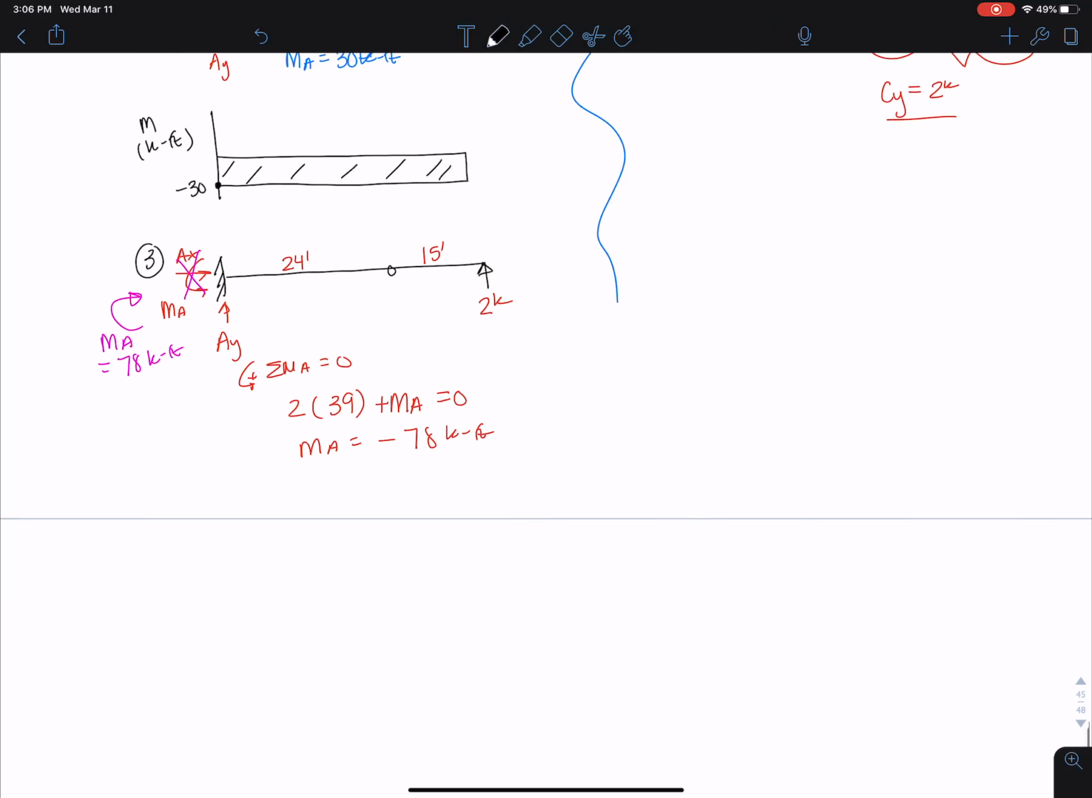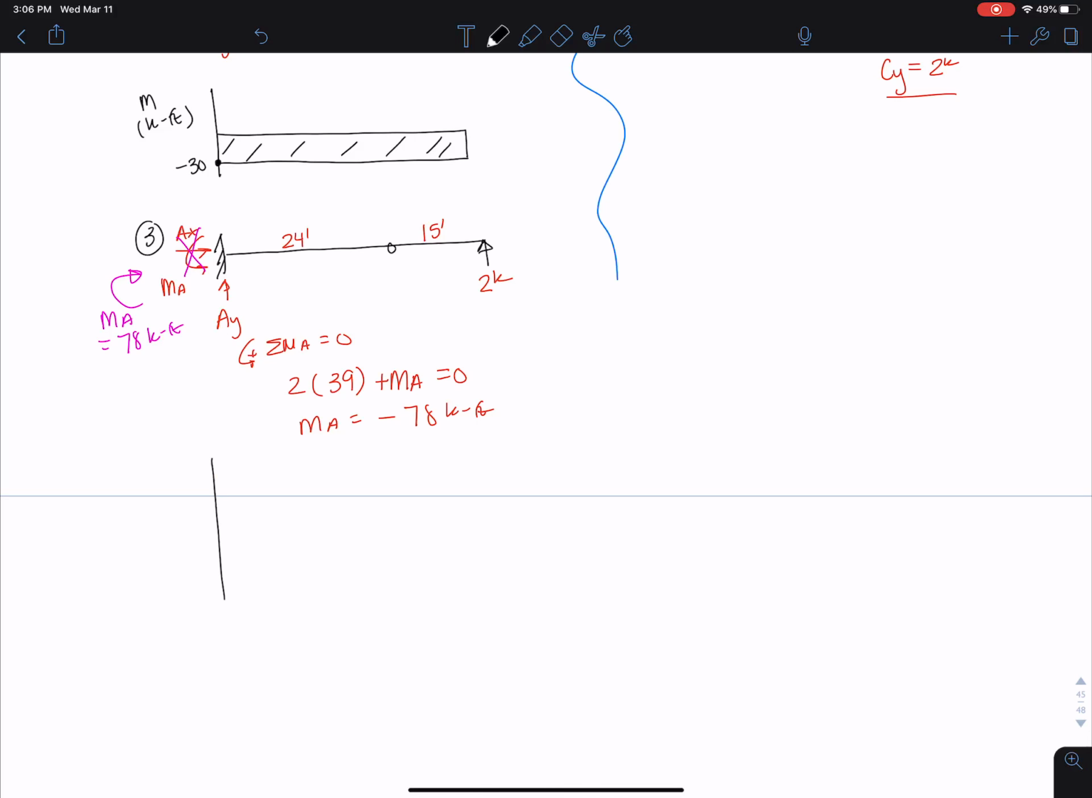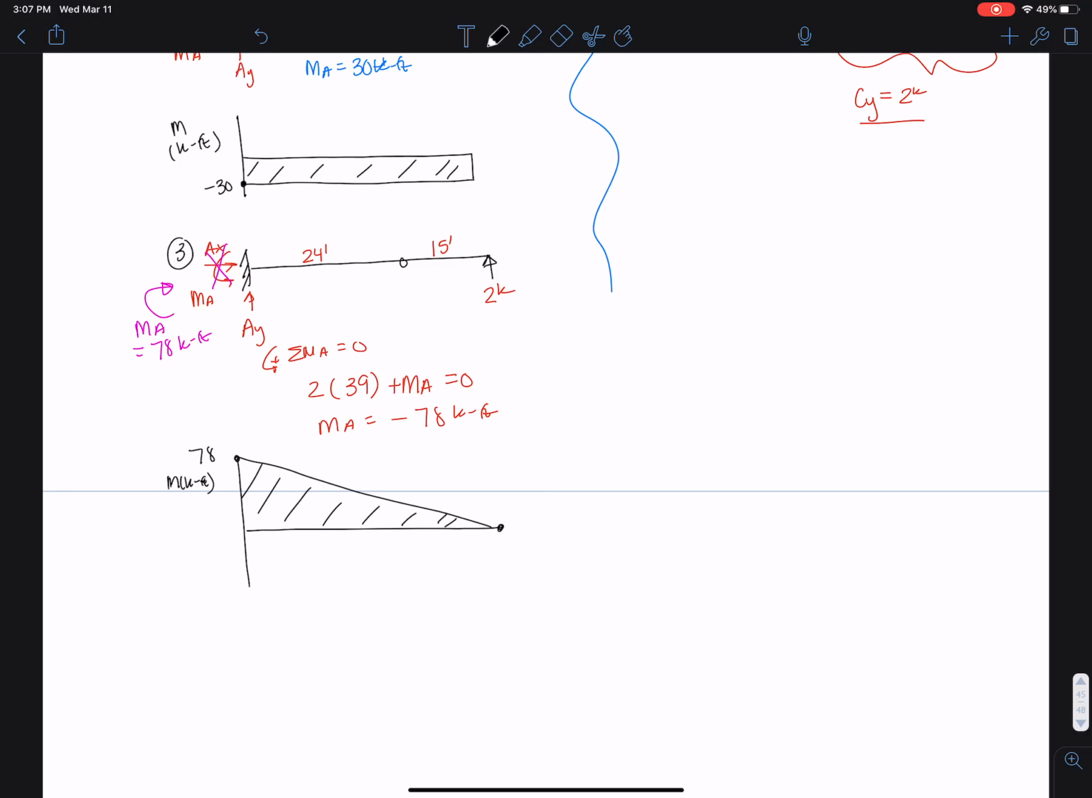Now when I come to my moment diagram, right, I do have a 2 kip load from the AY. So now my moment diagram, I'm starting at this +78. This is moment kip foot. Okay. And I go back all the way down to 0. And all I have to do is connect the, that point is really messy. Let me see if I can go back. Well, that's a straight line, right? Okay, so connect those 2 points to the straight line. And now I have my third moment diagram, okay?